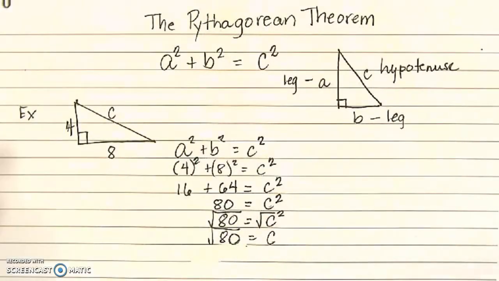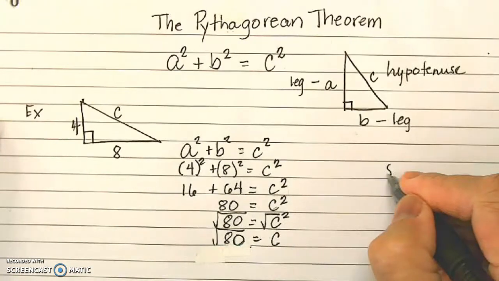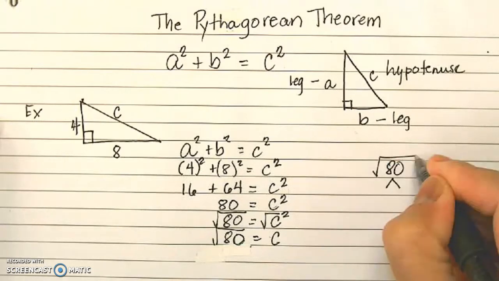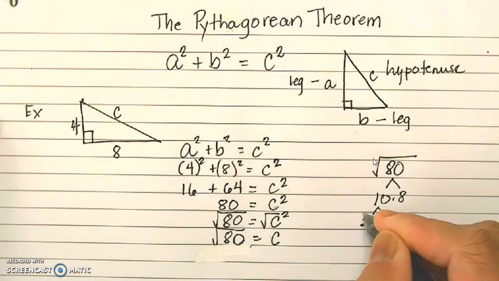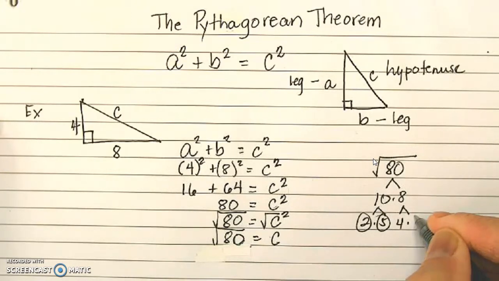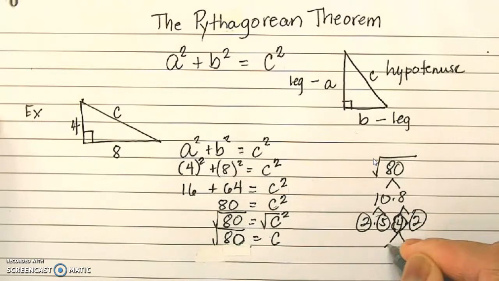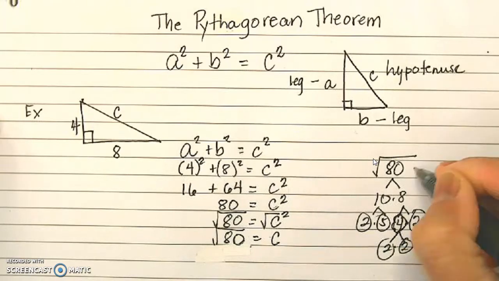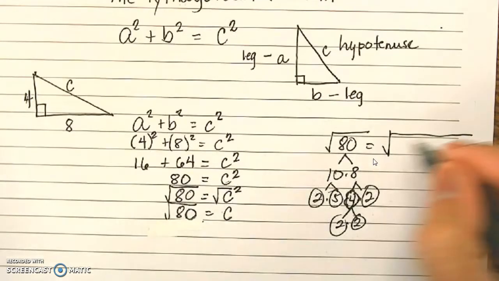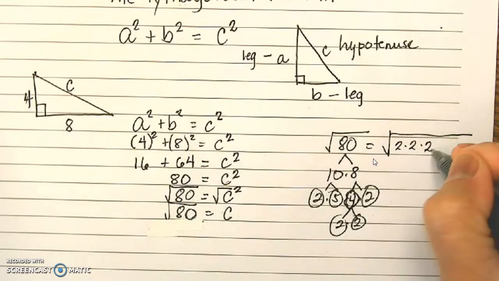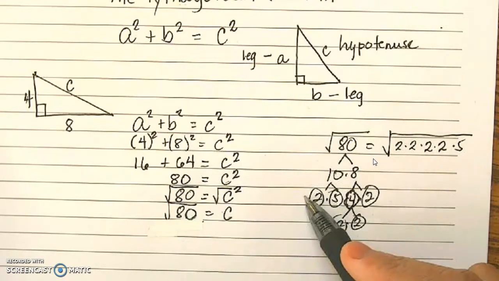So if we try to rationalize and simplify the square root of 80, let's do it here. So 80 is 10 times 8, 2 times 5, which are prime, and this is 4 times 2. I'm sorry, 4 is not prime yet, so 2 times 2. And you're going to put them as 2 times 2 times 2 times 2, 4 times 5. Am I right? 1, 2, 3, 4, and then 5.